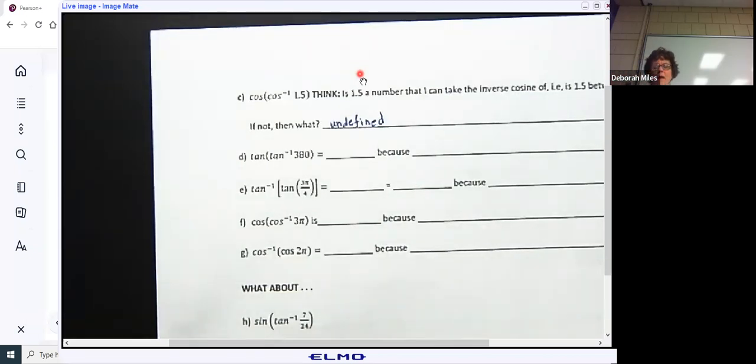All right, what about tangent of inverse tangent of 380? You have to think, is 380 a number that I can take inverse tangent of? Well, then you have to think, what kinds of numbers can I take inverse tangent of?